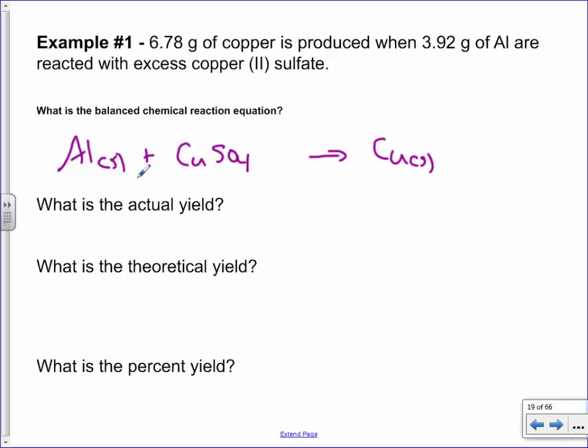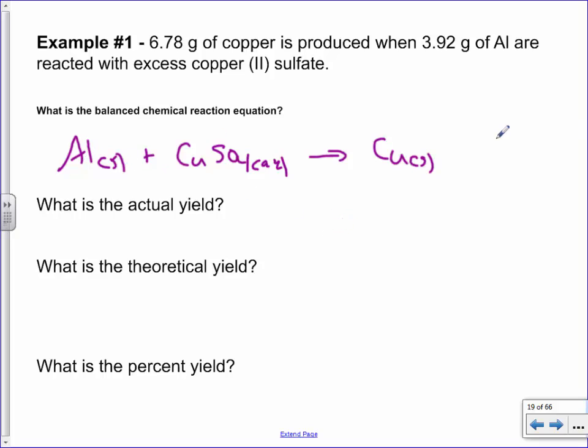Okay, now I've thrown in some states of matter here for aluminum and copper. What's the state of matter for CuSO4 going to be? How do I figure out this guy's state of matter? Where do I look? Copper 2 and sulfate. Solid or aqueous for copper 2 sulfate? Aqueous? Okay. Wait, one more thing though. This is not balanced. It's not even done yet.